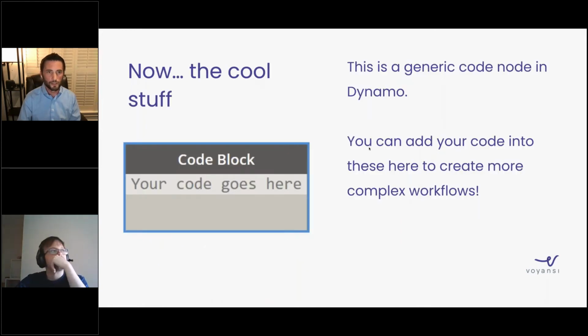So now we're going to get to the cool stuff. If you may have a little bit of background in Python or DesignScript, this is what you can use Dynamo for. So this is what a generic code node looks like in Dynamo. There's a similar node for Python as well. You have to choose the right one. But you can add your code directly in here to create more complex workflows that you can't do with the default nodes.